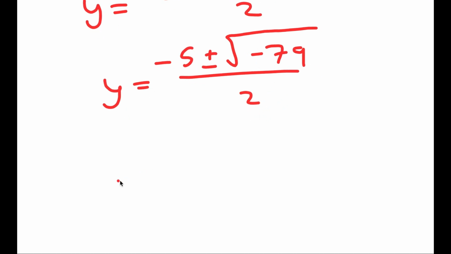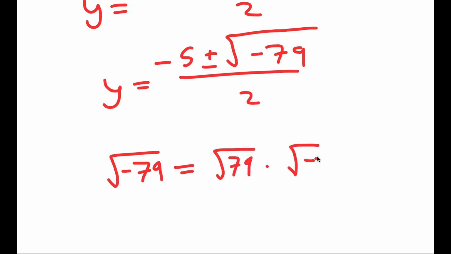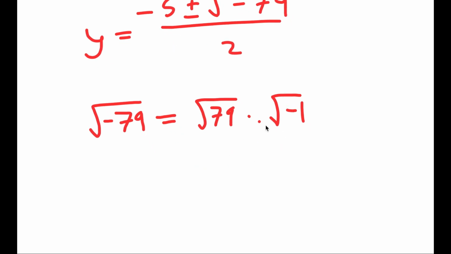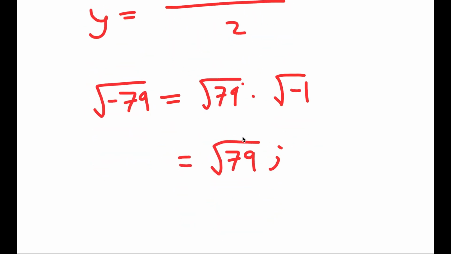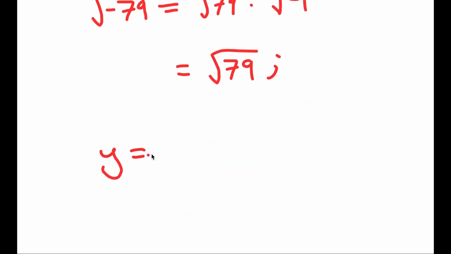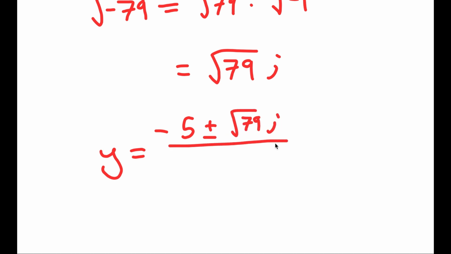And the square root of negative 79 is the same thing as the square root of 79 times the square root of negative 1. And if you guys already know, the square root of negative 1 is equal to the imaginary number i. So I have the square root of 79 times i, which is just the square root of 79i. So now I have y is equal to negative 5 plus or minus the square root of 79i over 2.